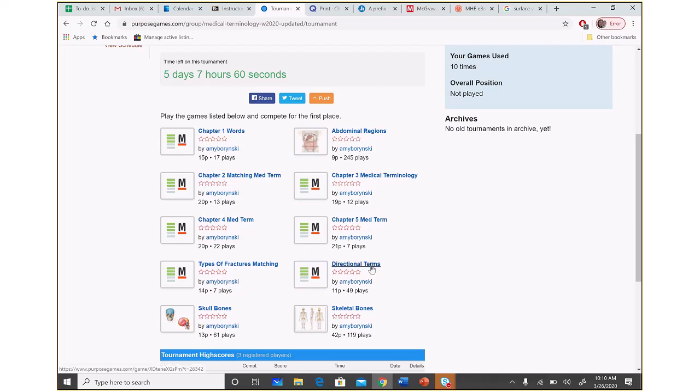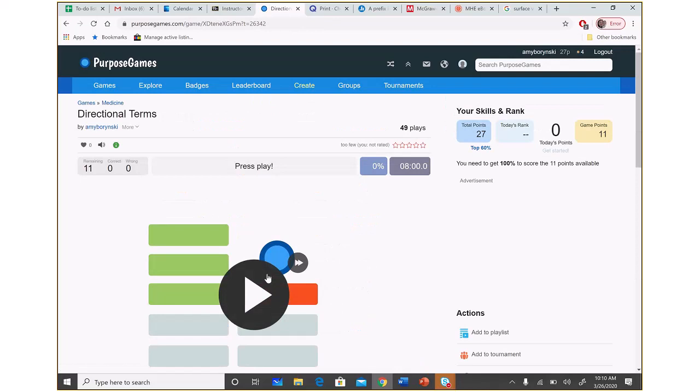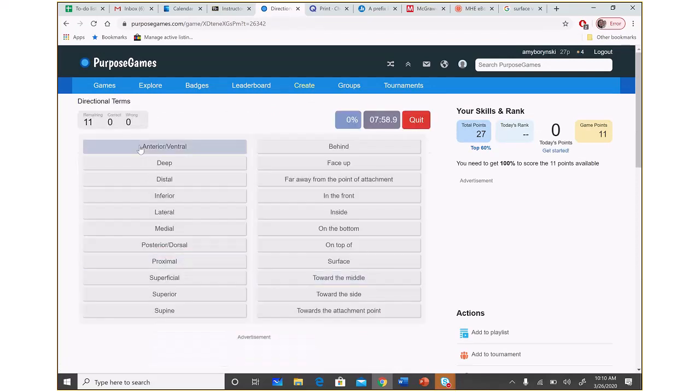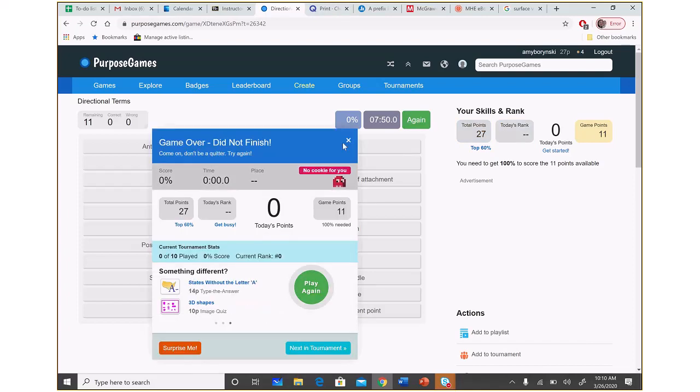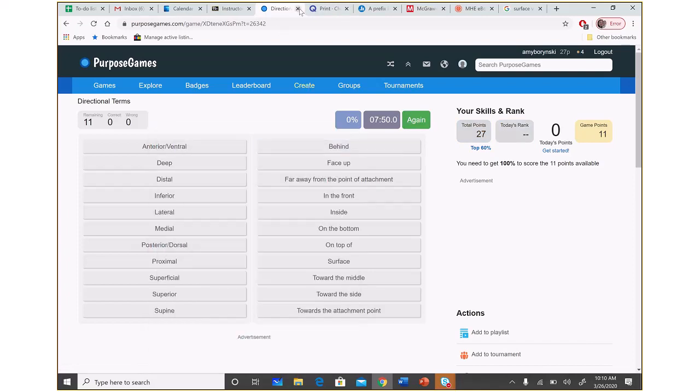Okay, so directional terms is the name of that game, and I would absolutely play this. The tournament goes for 5 days, and I can extend that, but you'll still be able to play this as much as you want. Essentially, what you have to do is match one to the other. Oh no, I got a 0, so no cookie for me.